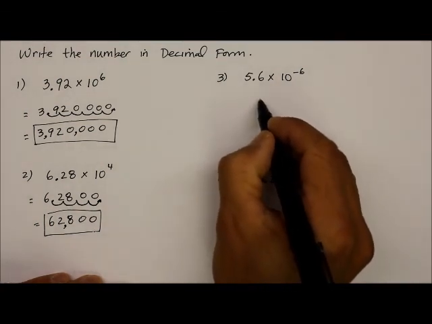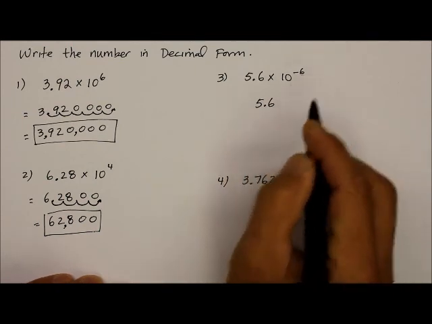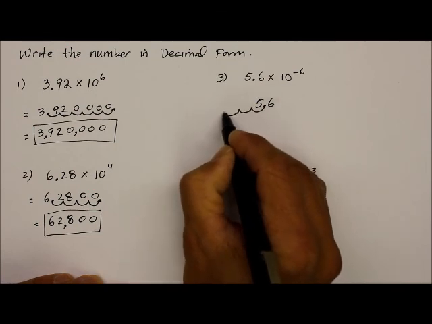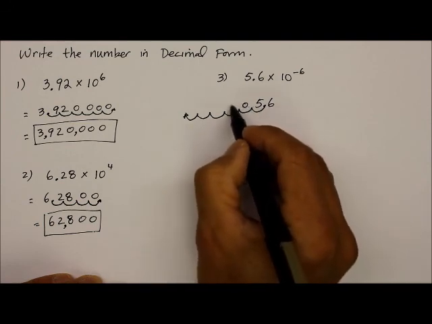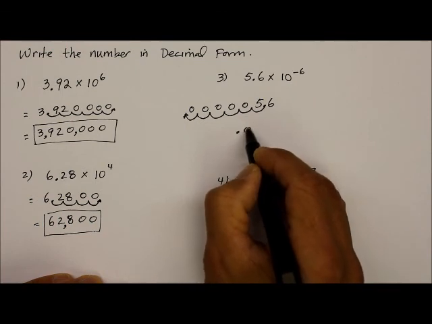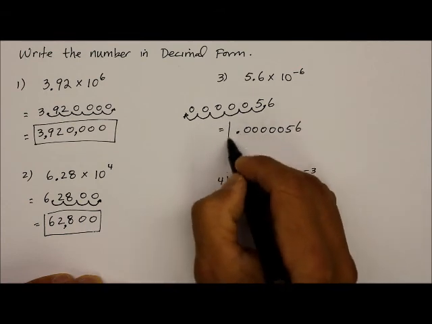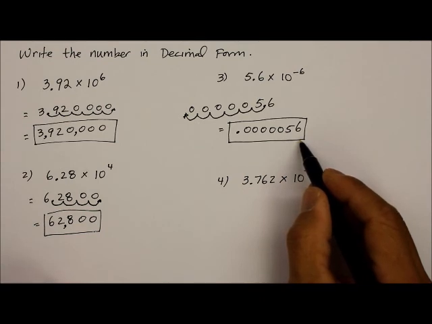Number 3, we have 5.6. This time it means to move left 6 spaces. You might want to make it very legible so you could see all the empty spaces to put the zeros in. So here we got 1, 2, 3, 4, 5, 6. So we go 1, 2, 3, 4, 5 zeros to the left. So we got 0.00000056. That is a small number. We're talking like microscopic, very small.